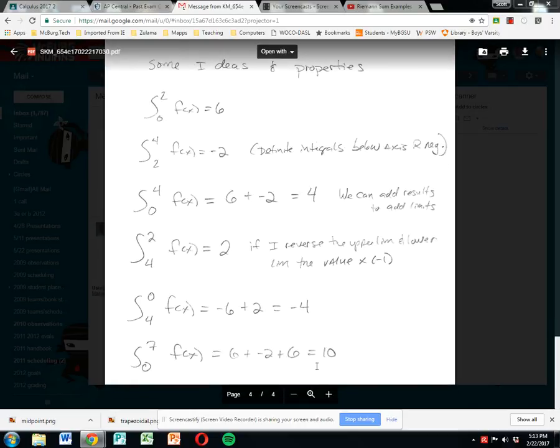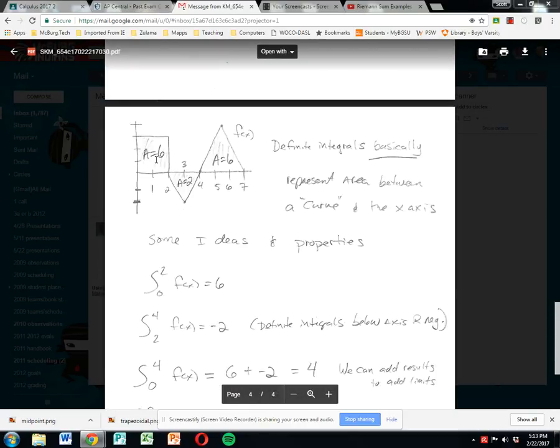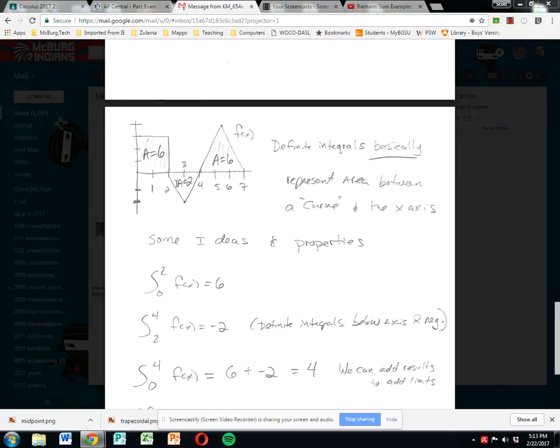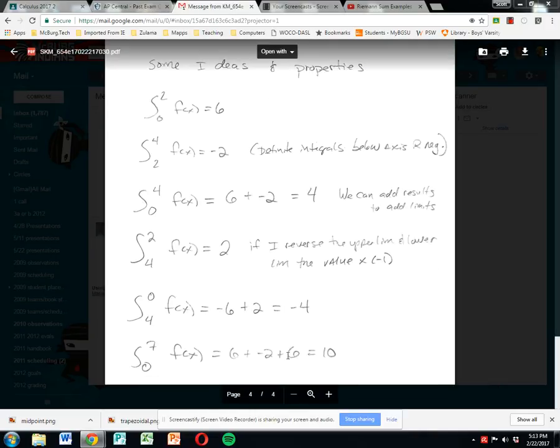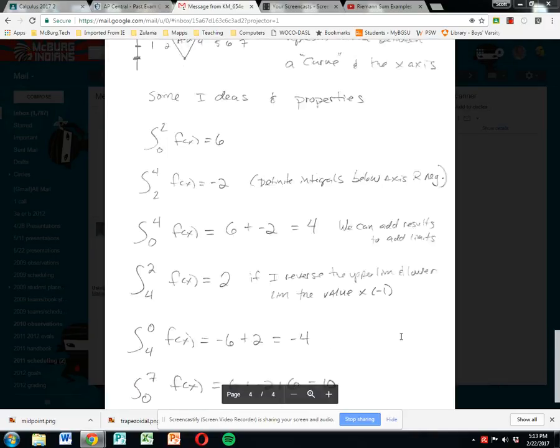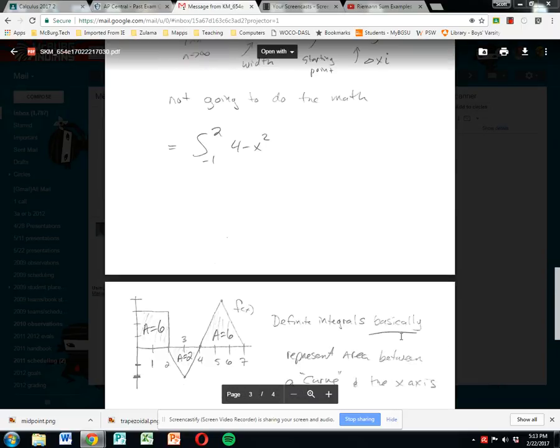And if we go from 0 all the way to 7, we can add all three of these areas up. 6, this would be represented again as a negative, -2, and this is 6, so 6 plus -2 plus 6 is going to be 10. And that's enough for definite integrals and Riemann sums today. Thanks.